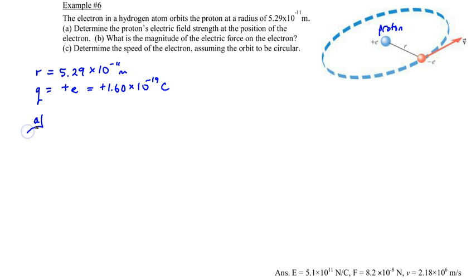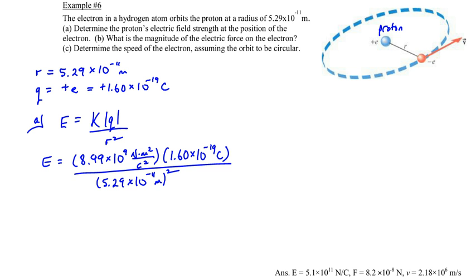To calculate the electric field for this point charge, we're going to use the formula we just developed for the electric field of point charges, which is E equals k times the absolute value of Q divided by r squared. Now we substitute in, and putting it into your calculator, you'll get 5.14 times 10 to the power 11 newtons per coulomb.